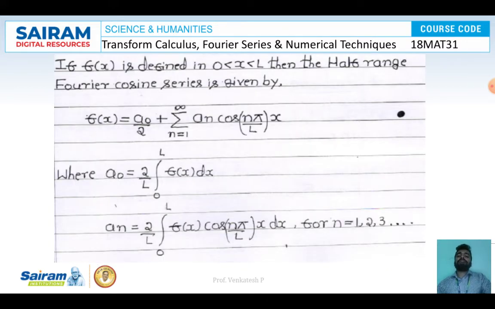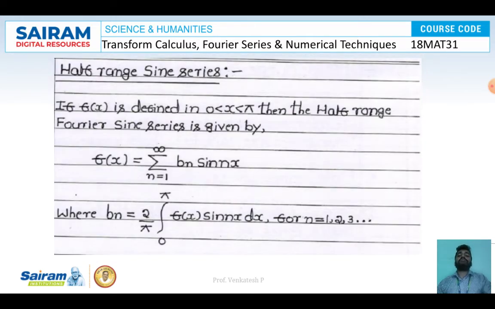In the same way, if the same function is defined in the interval 0 less than x less than L, then the half-range Fourier cosine series is given by the formula f of x is equal to a0 by 2 plus summation n from 1 to infinity an cos n pi x by L, where a0 is given by 2 by L integral 0 to L f of x dx, and an is given by 2 by L integral 0 to L f of x cos n pi x by L dx for n is equal to 1, 2, 3 and so on.